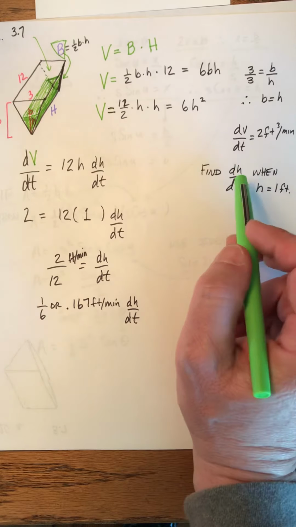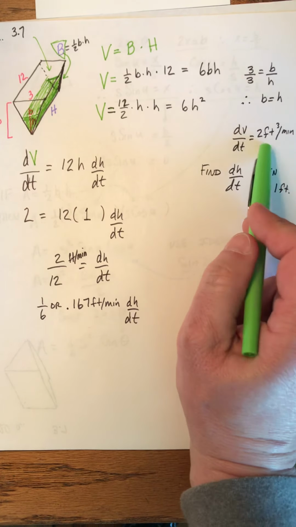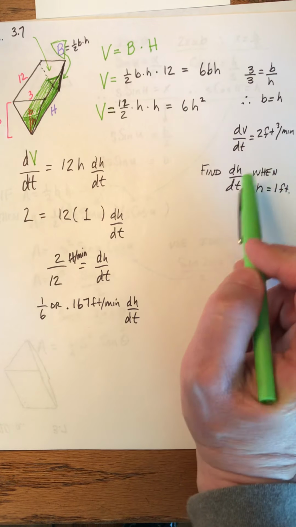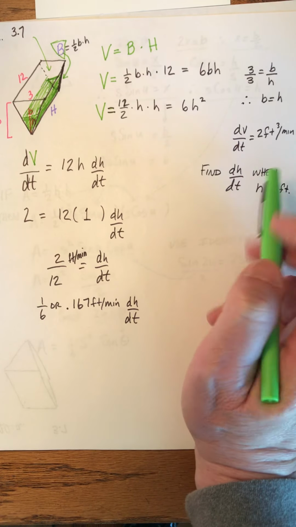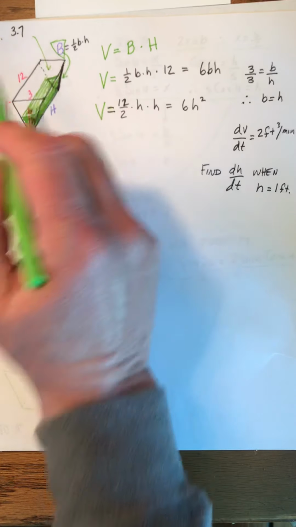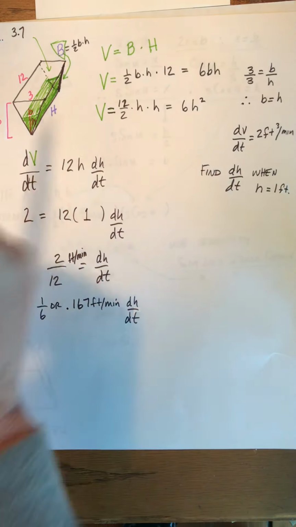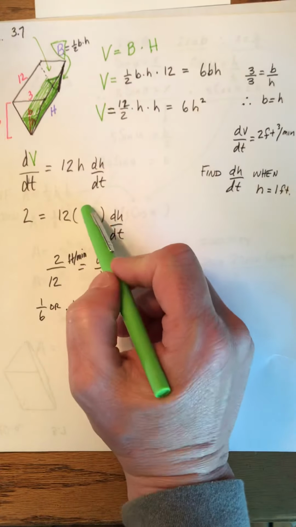From there, we want to see, what are they asking us? They say, how is the height changing when the volume's changing that fast? How fast is the height changing when the height is 1 foot? So maybe you're filling this and you want to walk away and say, well, how much time do I have? How fast is that height changing before I have to come back and shut the water off?